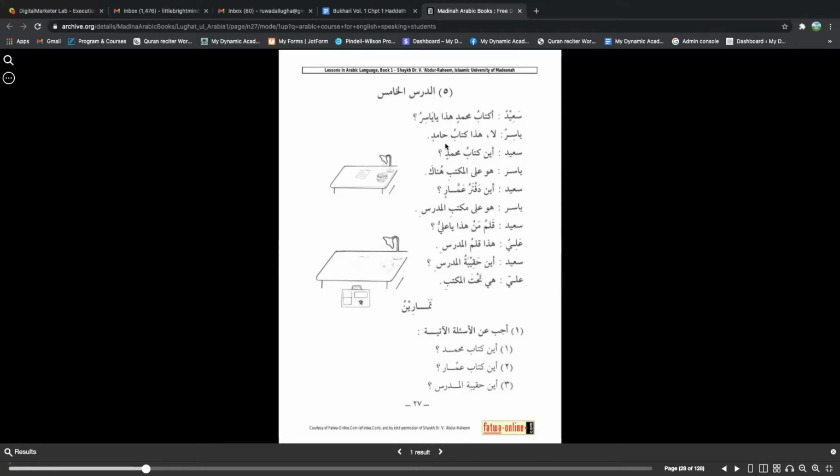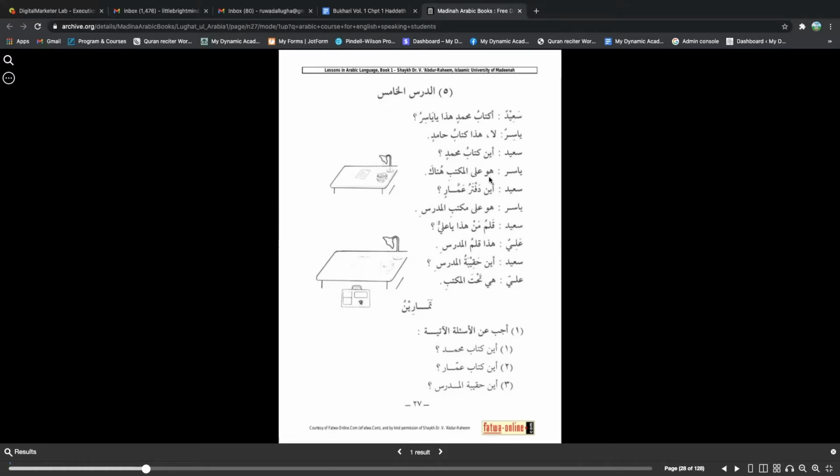So naturally it would be Hamidan. Because of Kitabu, because it's his book, it's the idafah construction, his name becomes majroor, and then he gets a kasratain instead of a dammatain, two kasras. La, hadha kitabu Hamidun. Sa'idun, once again: Aina kitabu Muhammadin? Where is the book of Muhammad? Yasir says, Huwa ala al-maktabi hunaka.